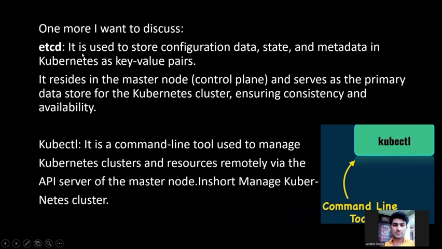Okay, etcd is used to store your configuration data, state, and metadata in Kubernetes as key-value pairs. It stores what the container is, what the configuration is. If you want to open an application, some configuration and validation is required, so that is stored as metadata in key-value pairs. If you are running a container, there is a hash value of that container. It is metadata that is just stored in etcd. Understand?